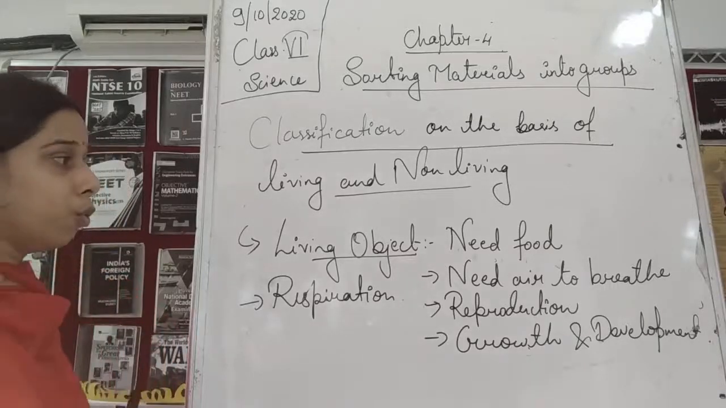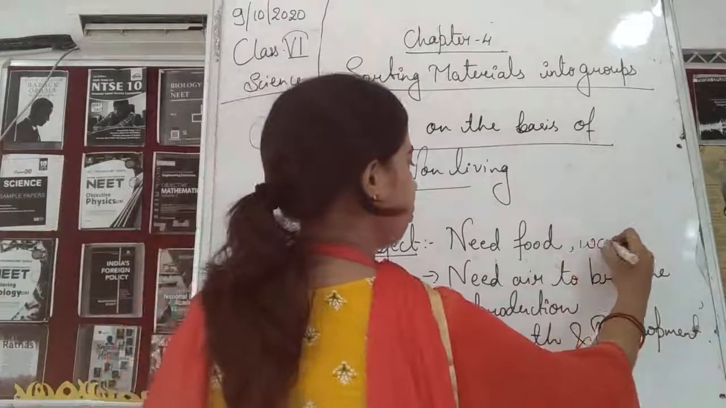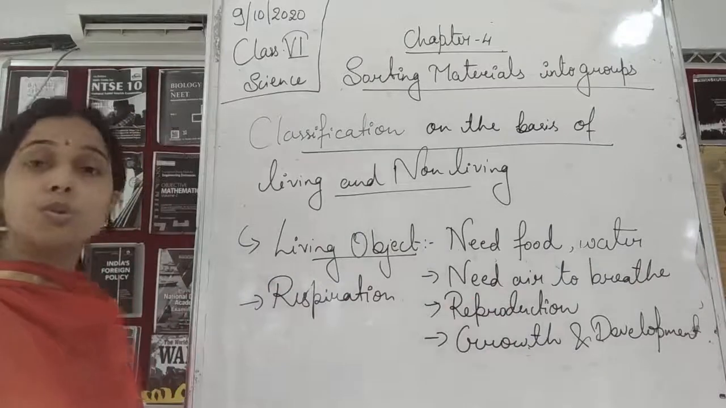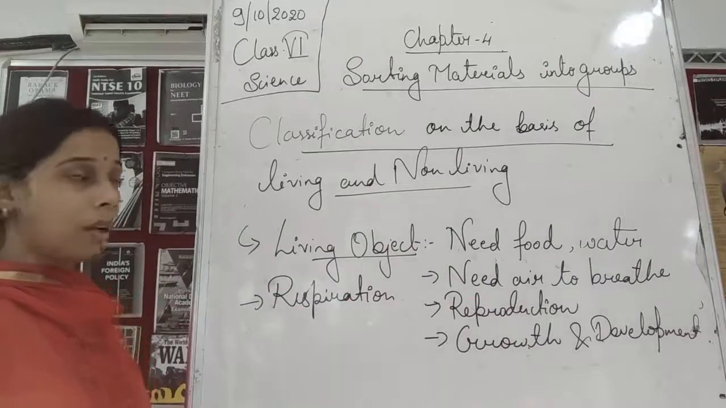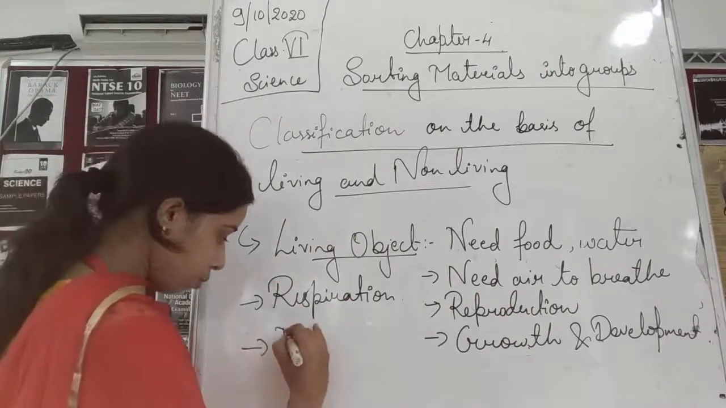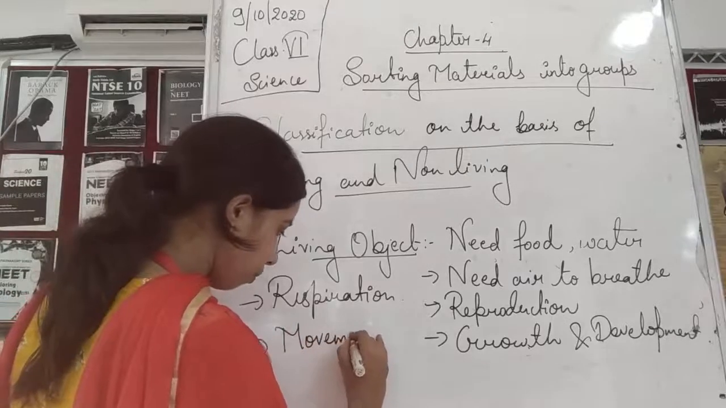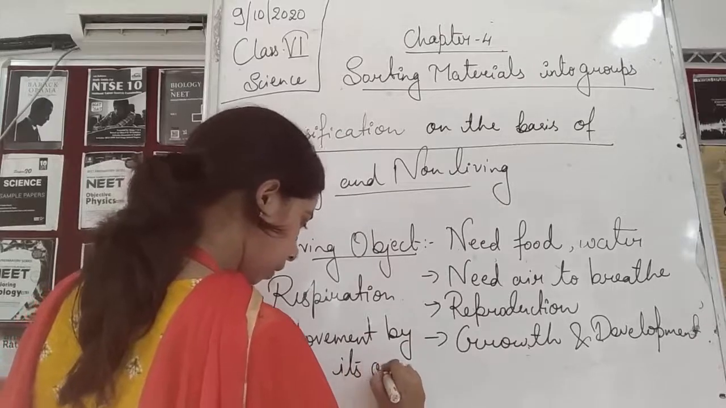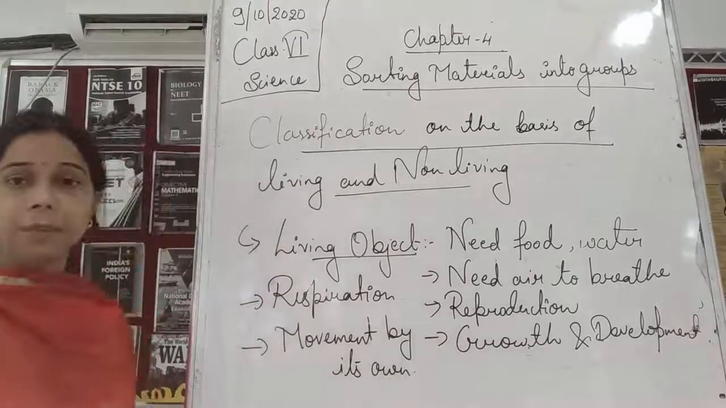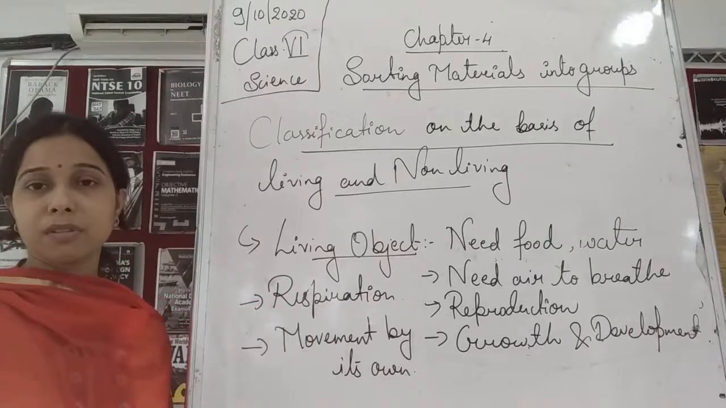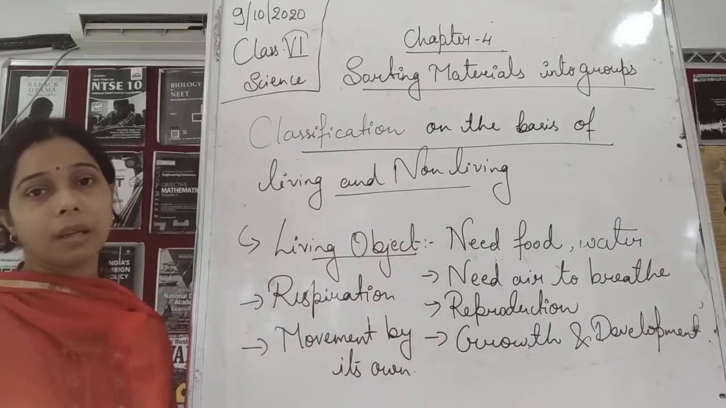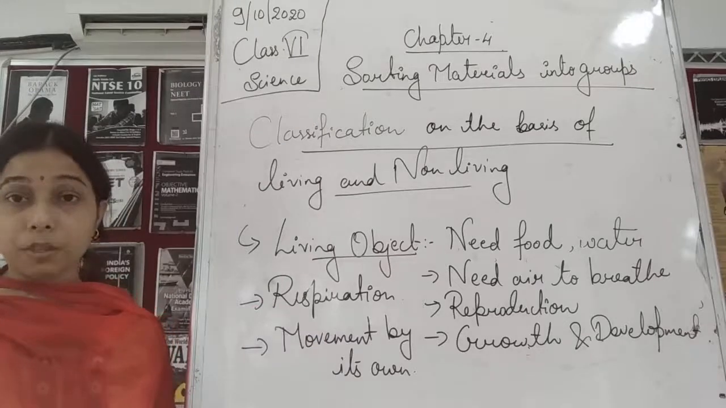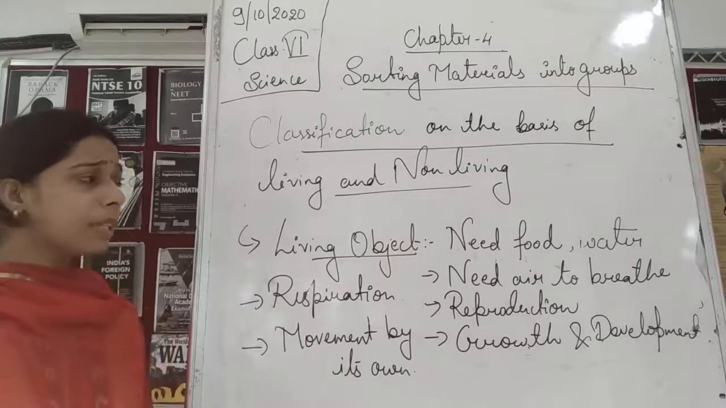So they need food, they need water too, also air to breathe, reproduction, they used to grow, they used to locomote, or you can say they show movement on their own. Okay, so these are some of the characteristics of living organisms, and on that basis you can say that yes, this object is a living object or not. So this is the living object.